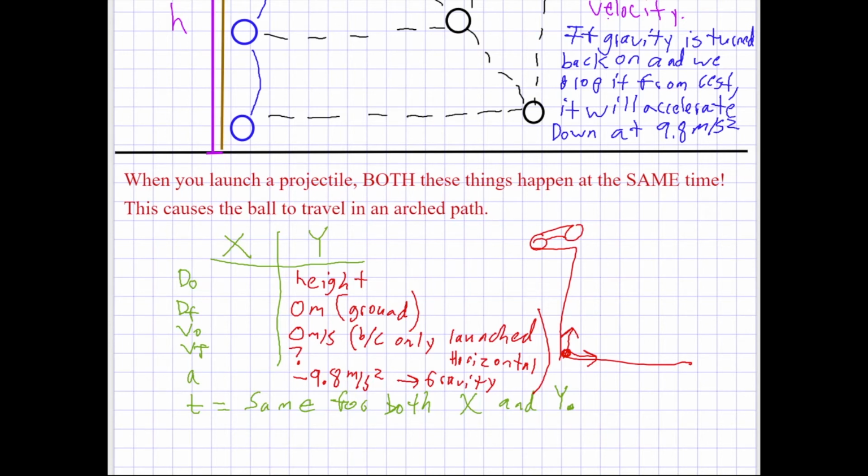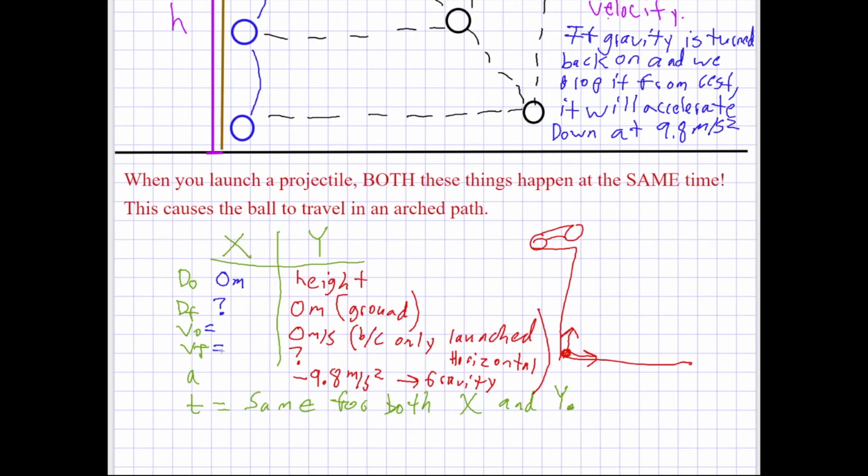And what are we always going to know about the x? Well, for starters, our initial distance in our x is always going to be 0 meters because we're always going to put our origin in a good spot. And that spot is going to be at the beginning of our path. Our final distance is going to be the total distance traveled in the x direction. So that one most likely will always be unknown. We're not going to know how far our object lands.